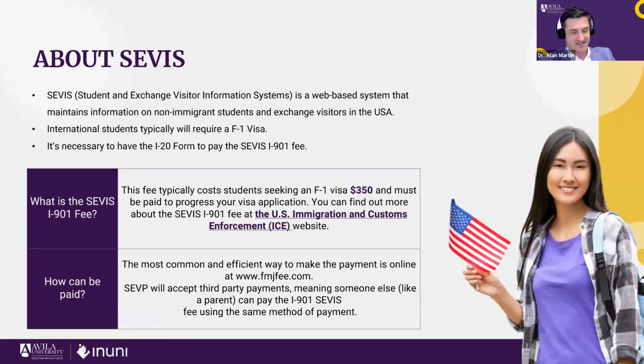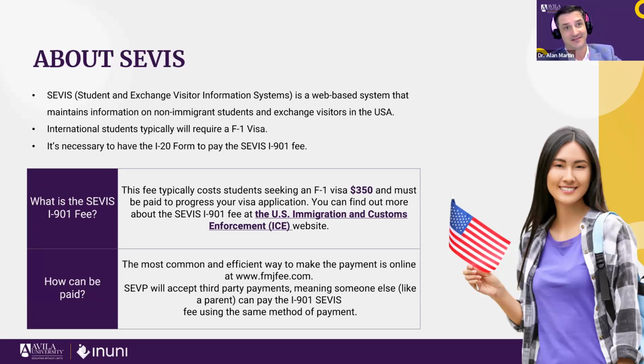So I mentioned SEVIS. SEVIS is the government database that monitors the F1 and M1 students in the US. So for our purposes, this is going to be for F1 visas. It's an acronym and it stands for the Student and Exchange Visitor Information System. So it's a web-based system maintaining all the information on all the non-immigrant students and exchange visitors that are in the USA. So international students applying to Avila will receive an F1 visa, so they will be part of this system. And because it's using this system for part of the upkeep and maintenance of the system, that is the reason for the SEVIS fee, or also known as the I-901 fee.